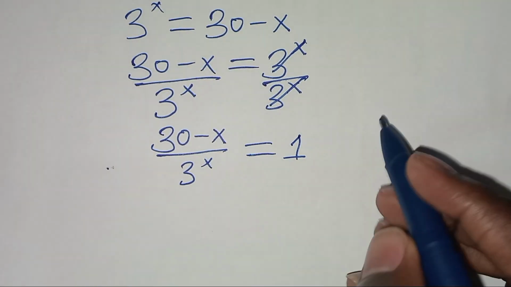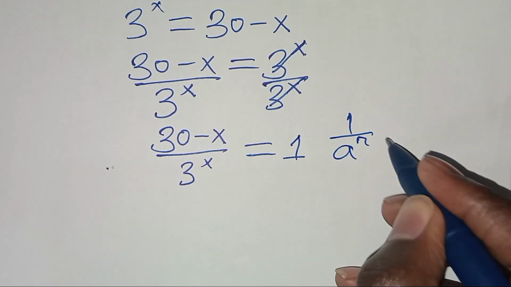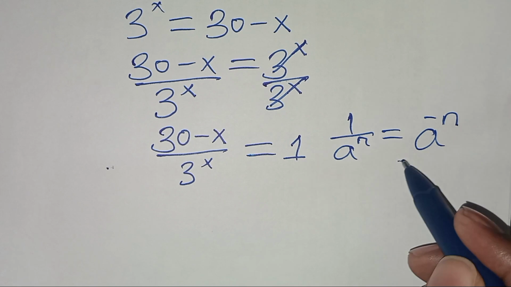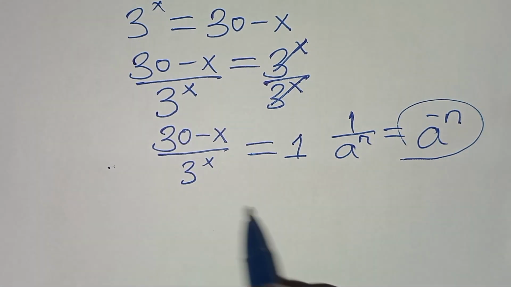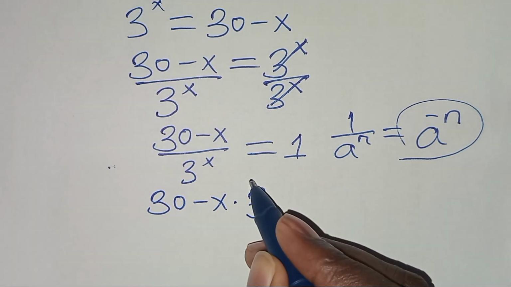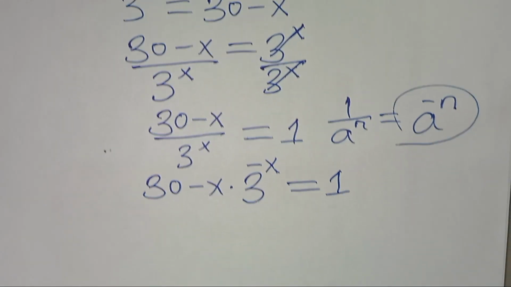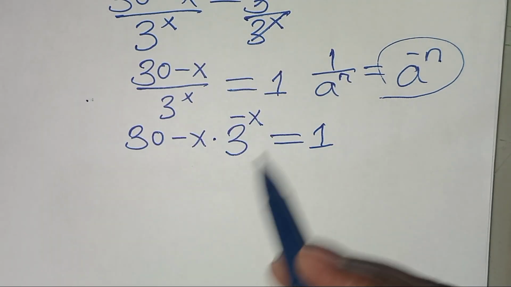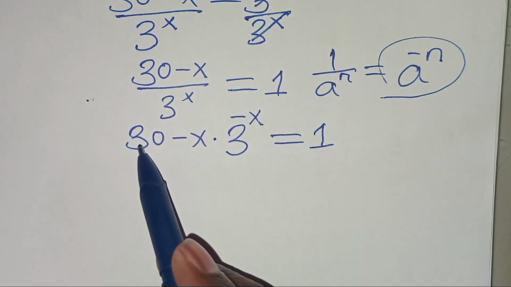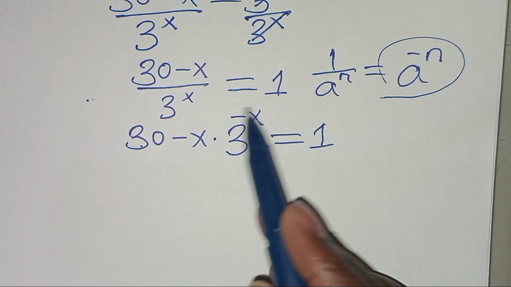Now you find that if you have 1 over a to the power n, this can be expressed as a to the power negative n. Now let's apply this property here, so that now we'll have 30 subtract x multiplied by 3 to the power negative x, this is equal to 1. Now as you can see here, the exponent is negative x, and the coefficient is 30 subtract x. So let's make the coefficient the same as the exponent.